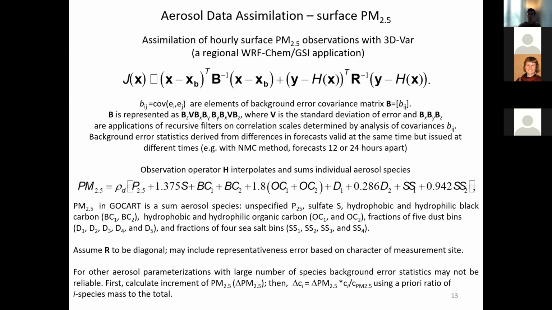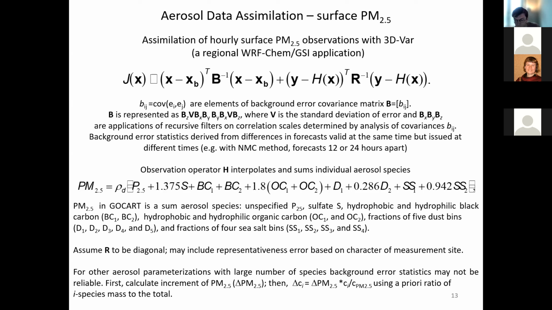Model error, which is here described as this matrix B, and R, that is the variance of, the matrix determining the error of the observations. And the other, so X here in this formula is something that we will solve for, try to minimize this function. It is the true state. XB is the background, which is the forecast.